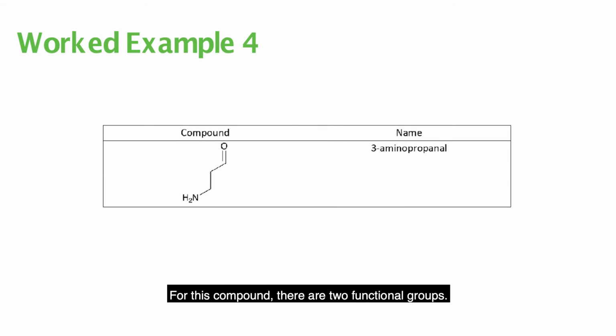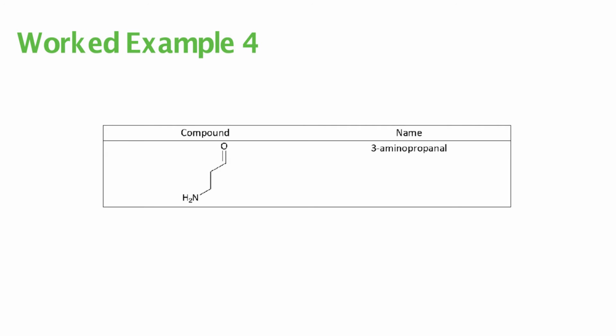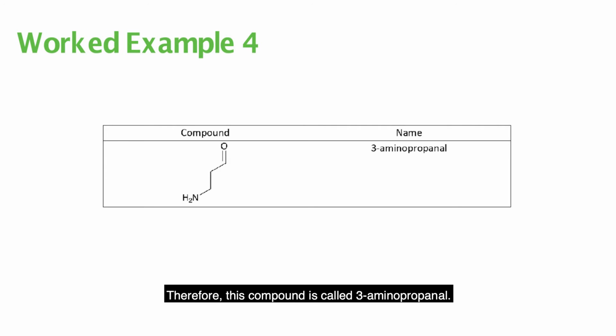For this compound, there are two functional groups, amine and aldehyde. Since aldehyde is above amine in this table, it has a higher priority and the suffix -al will be used. Therefore, this compound is called 3-aminopropanal.